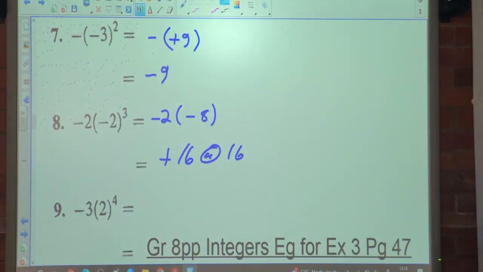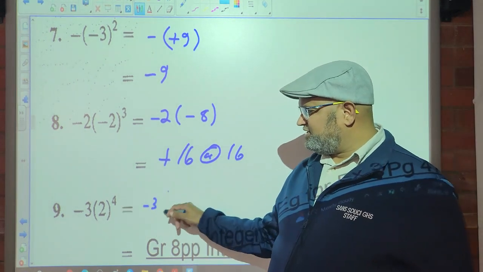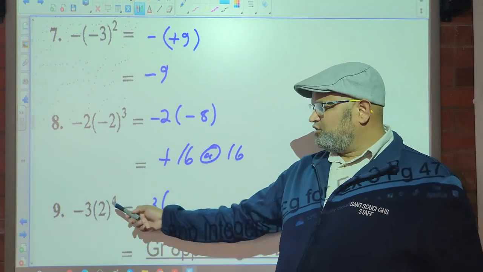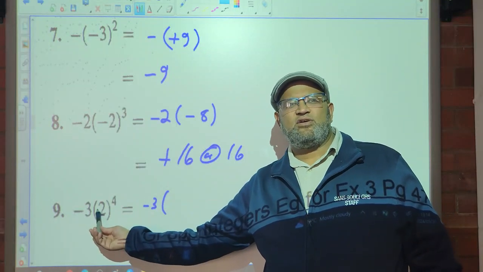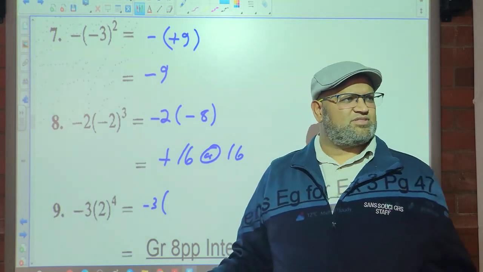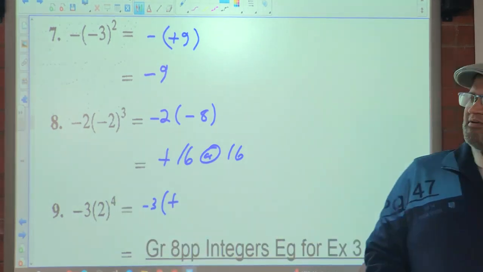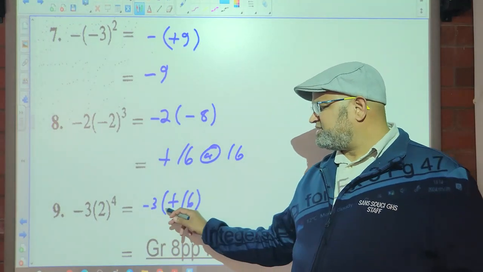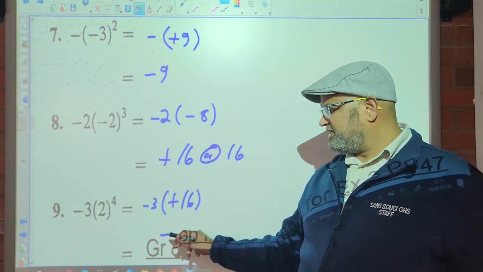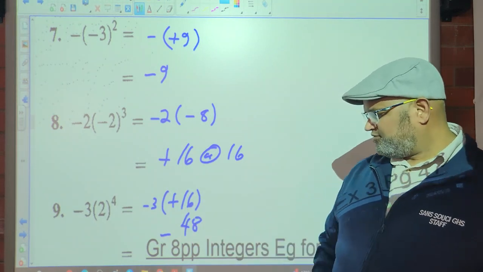Okay. Number 9. So the bracket first is negative 3 into 2 to the exponent 4. You see there's no sign, so it's positive or negative? Positive. So the answer will be positive anyway. 2 to the exponent 4? 16. What's positive times negative? Negative. 3 times 16? 48.